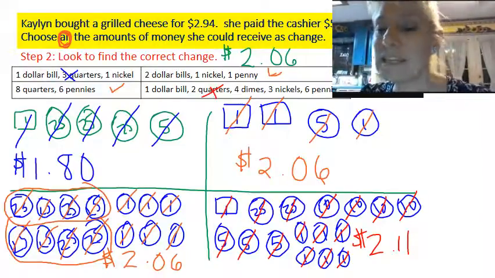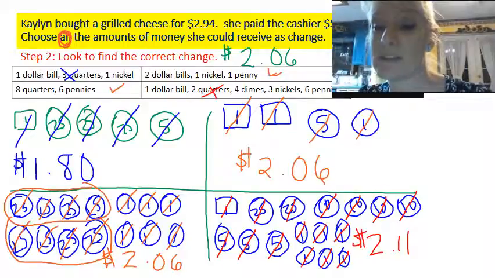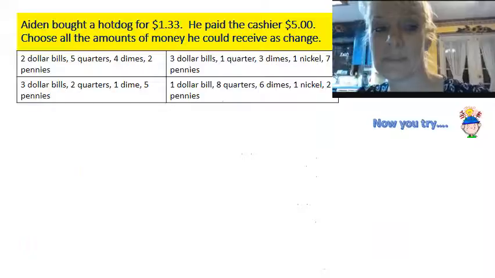All right, now I want to give you a chance to try this out on your own. I'm going to advance the slide, and we're going to take a look. Aiden bought a hot dog for $1.33. He paid the cashier $5. Choose all the amounts of money he could receive as change. Go ahead and you try this one, and I'll be waiting for you when you get back. Go ahead and stop the video.